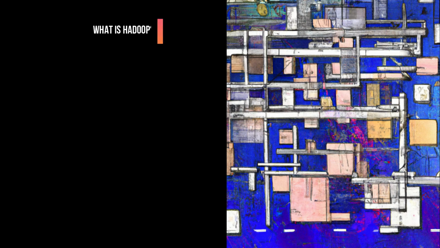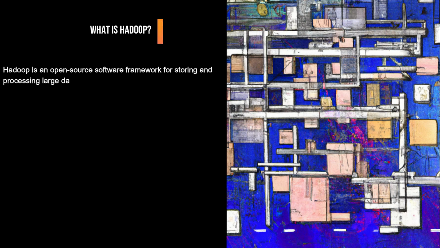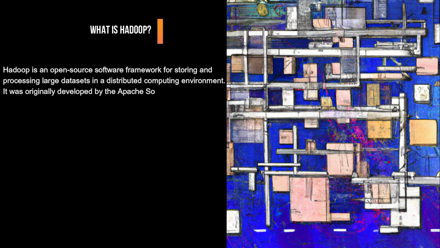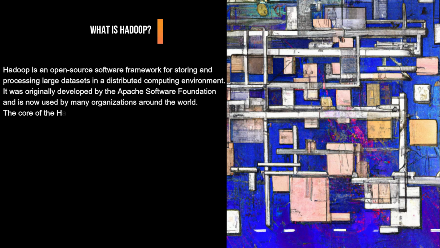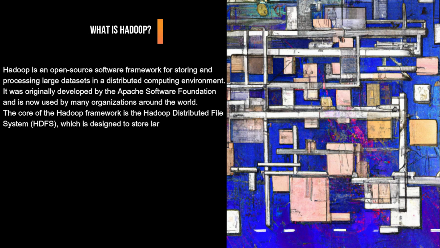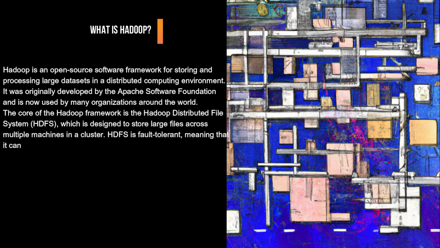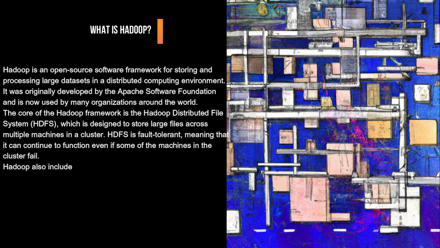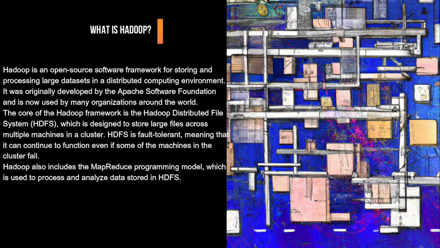What is Hadoop? Hadoop is an open-source software framework for storing and processing large datasets in a distributed computing environment. It was originally developed by the Apache Software Foundation and is now used by many organizations around the world. The core of the Hadoop framework is the Hadoop Distributed File System, HDFS, which is designed to store large files across multiple machines in a cluster. HDFS is fault-tolerant, meaning that it can continue to function even if some of the machines in the cluster fail.